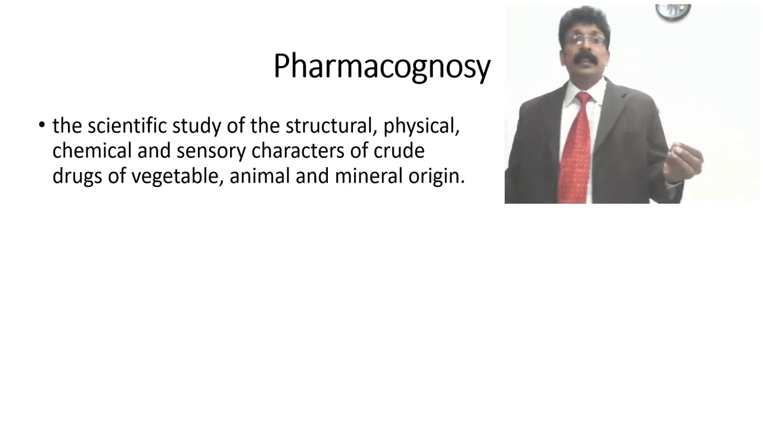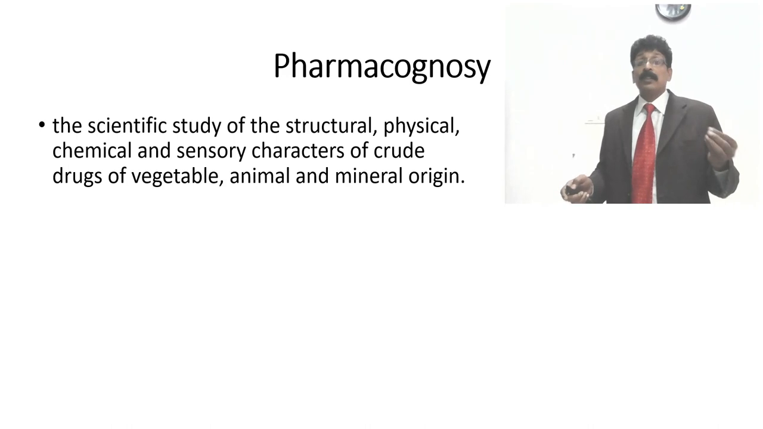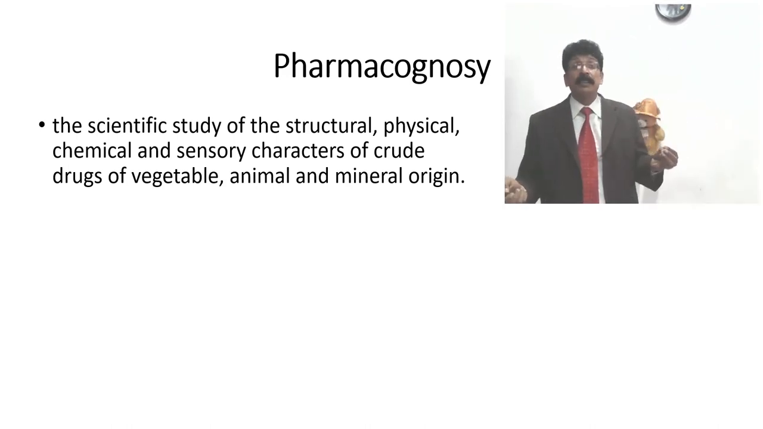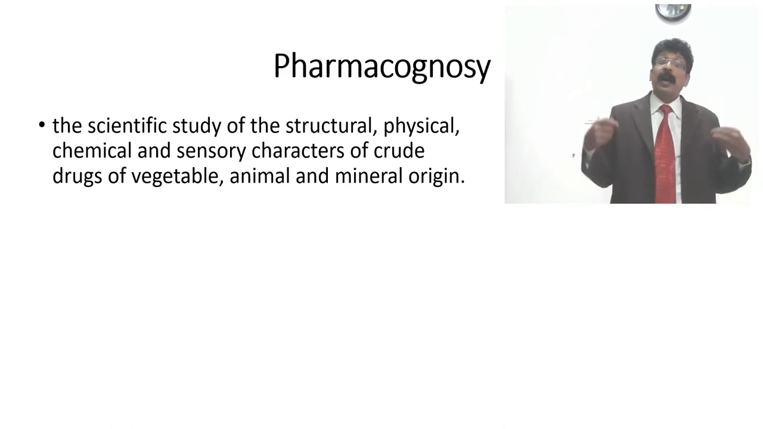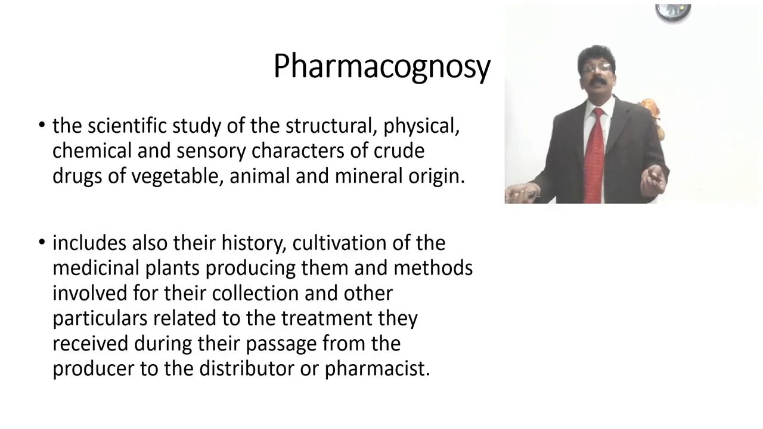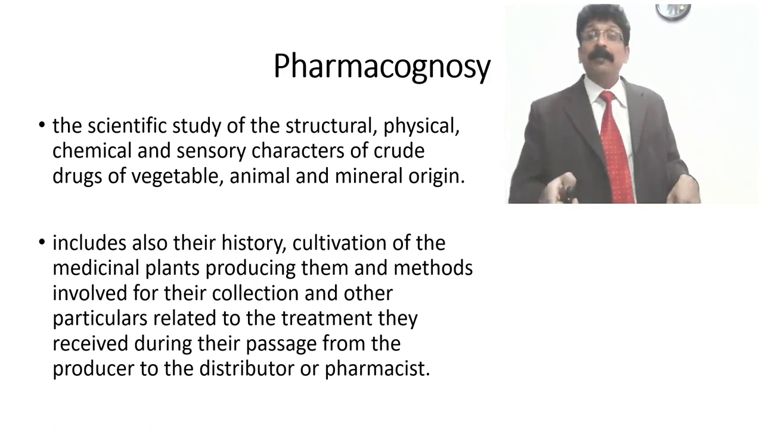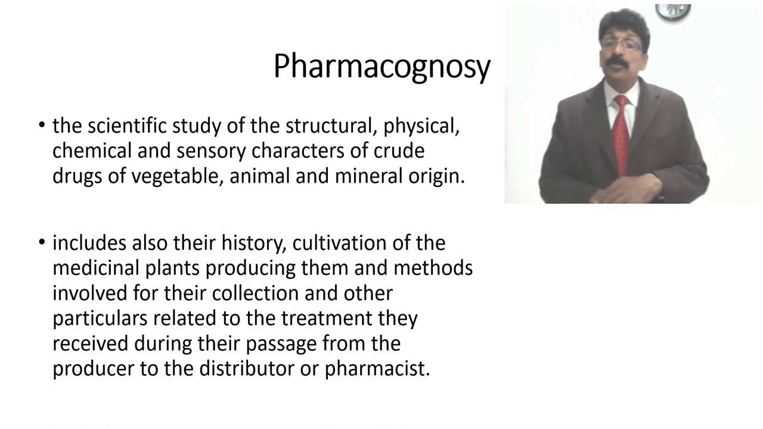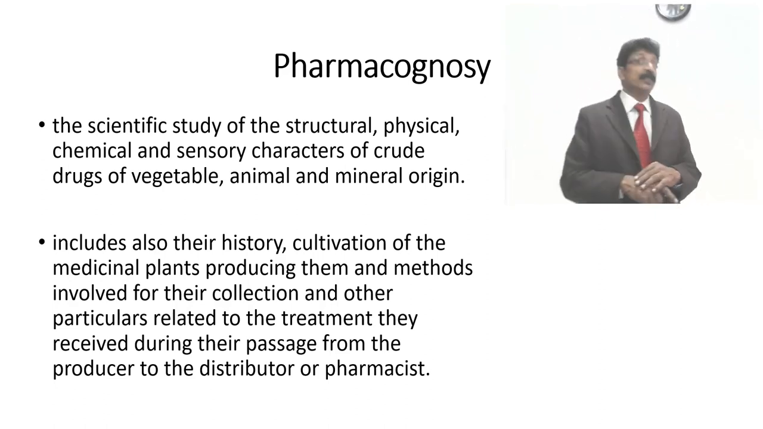And crude drug, a drug before processing, of vegetable origin, that means plant origin, flora, or animal origin, zoo, and mineral origin. All three can be incorporated in pharmacognosy. It also includes their history, cultivation, and the geographical source, because origin is very important. So history and cultivation of the medicinal plants all come under pharmacognosy.